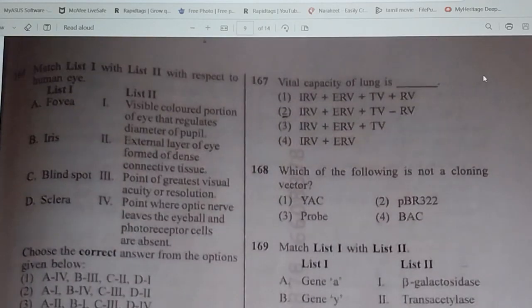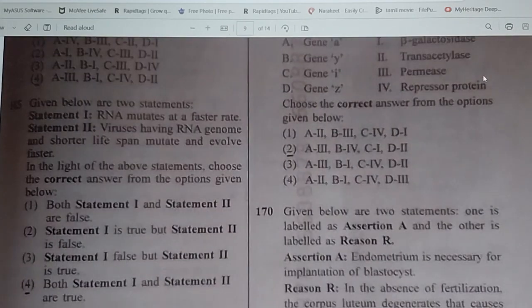164. Fovea, of course where the greatest visual acuity of resolution will be there, and then iris, visible colored portion, blind spot where optic nerve emerges out, sclera external layer, so option D is the correct answer. 165. RNA mutates at a faster rate is a correct statement. And statement 2, viruses having RNA genome and shorter lifespan mutate and evolve faster. Both the statements are correct, so option 4.